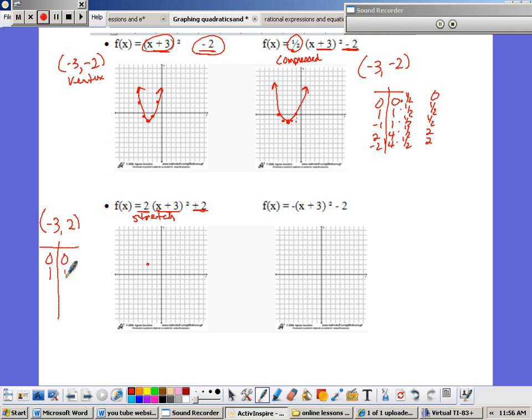So 0, 0, 1, 1, negative 1, 1, negative 2, 4, 2, 4. Now I multiply each of these by 2 because that's the factor that's on the front. 0, 2, 2, 8, 8. So over 1, up 2. Over 1, up 2. Over 2, up 8. Over 2, up 8. And see how much thinner it gets? It's like stretching taffy.